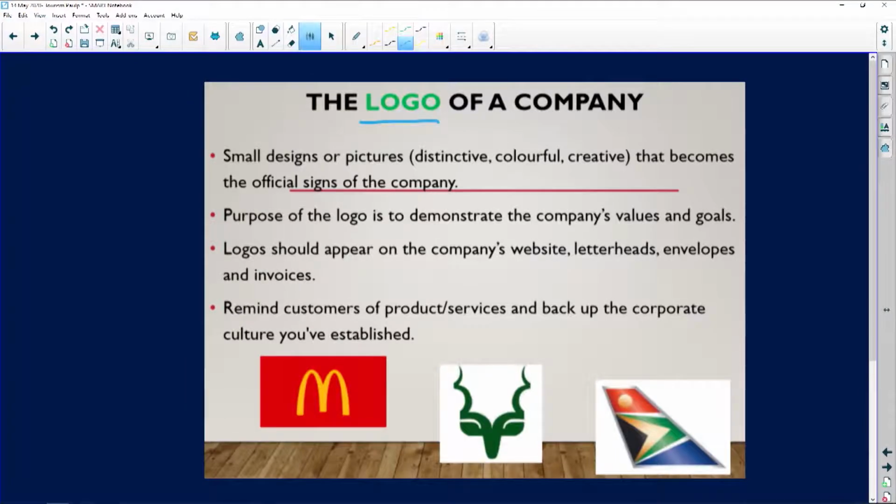All right. Now we get to the logo. Immediately, I hope on your screen or on your TV, you will be drawn to the bottom here. And you see we've got three logos here. So logos are small designs or pictures that are very colorful and creative, and it becomes the official sign of your company. Now guys, looking at the bottom there, there's no way you're not gonna know what this logo stands for. In fact, when I see this, I'm missing it already.